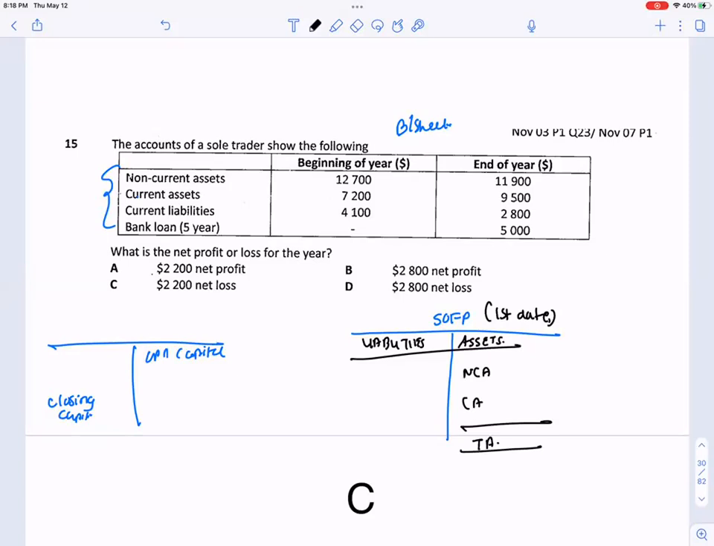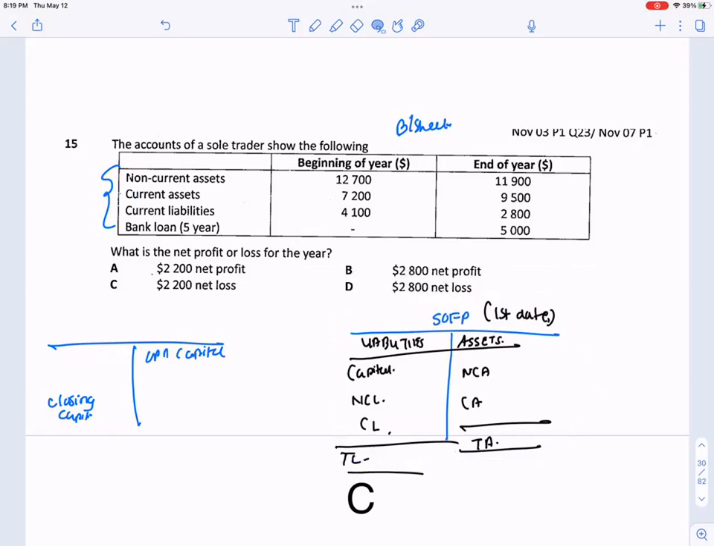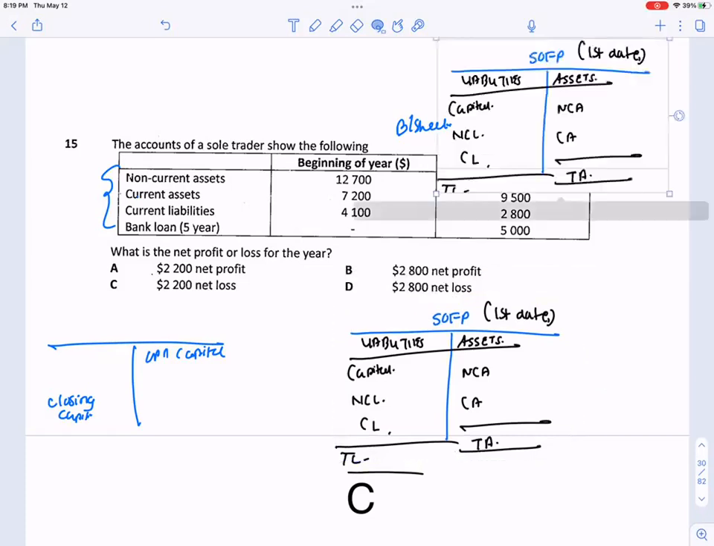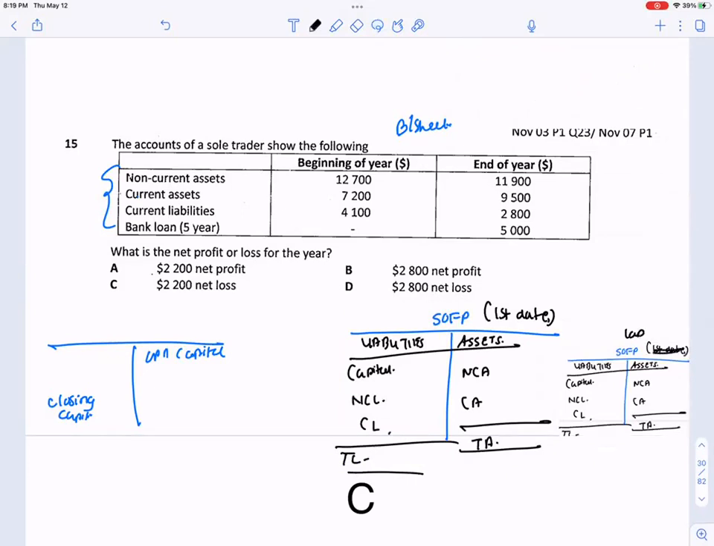Liabilities is made up of capital, non-current liability, current liability. This will give you total liability. You have to make a statement of financial position for the first day. So you will get what? Opening capital. And on the last day, if you make it, you will get closing capital.